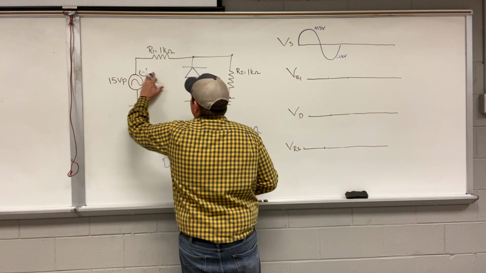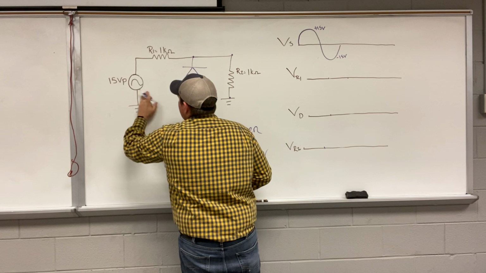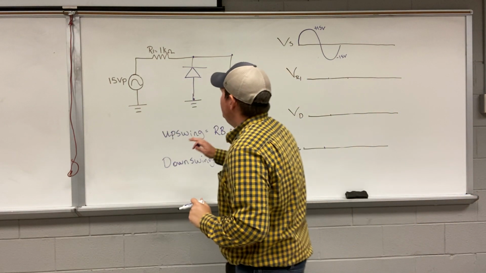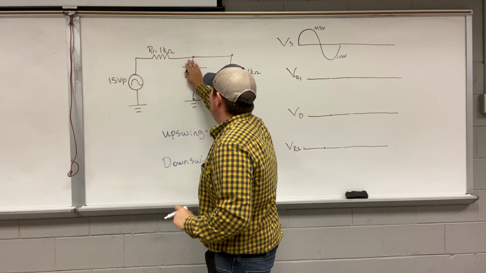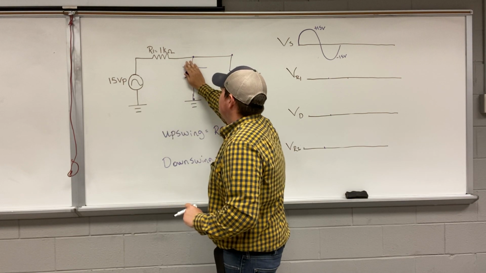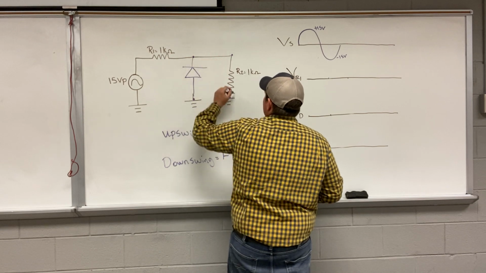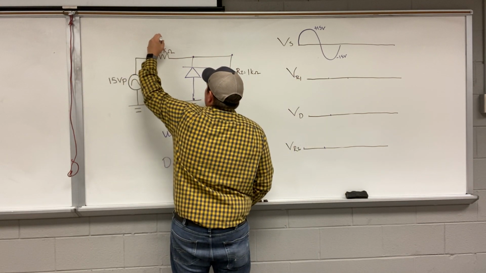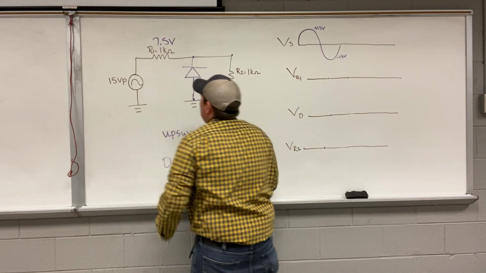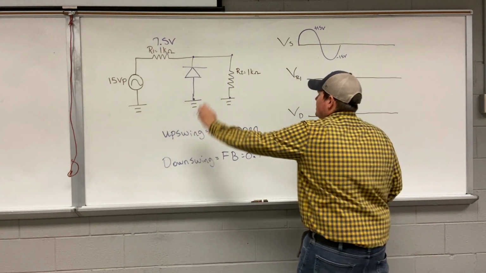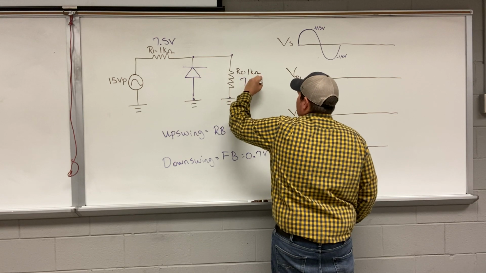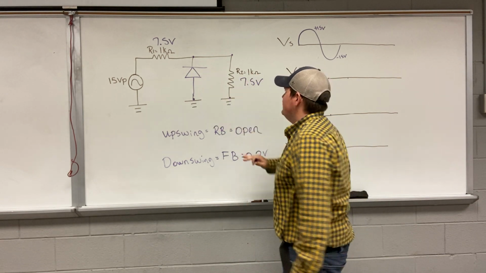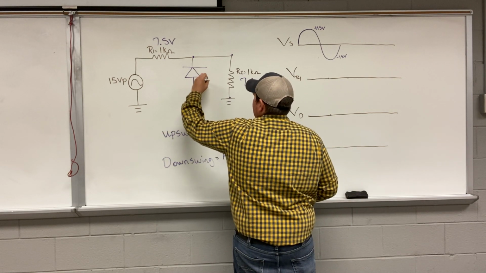So let's look at the upswing. So on the upswing now, this is open. So that means that it's just going to be a series circuit and the two resistors are going to split the voltage. So on the upswing, R1 reads 7.5 volts, R2 reads 7.5 volts. And if R2 is 7.5, then what is the diode? 7.5.